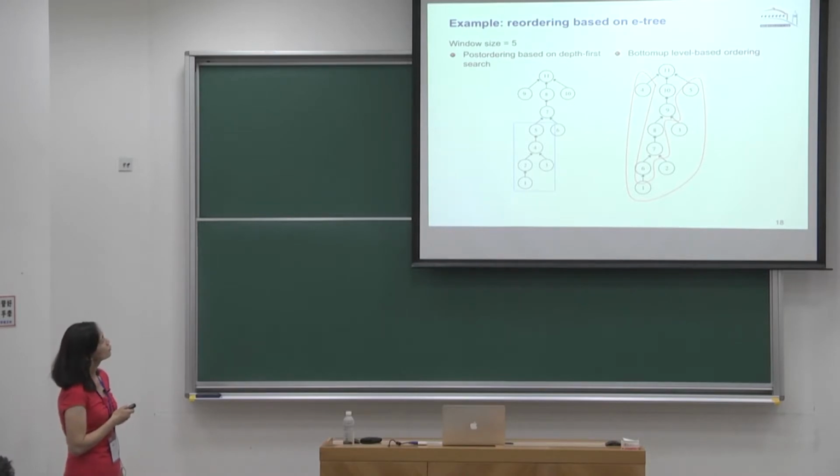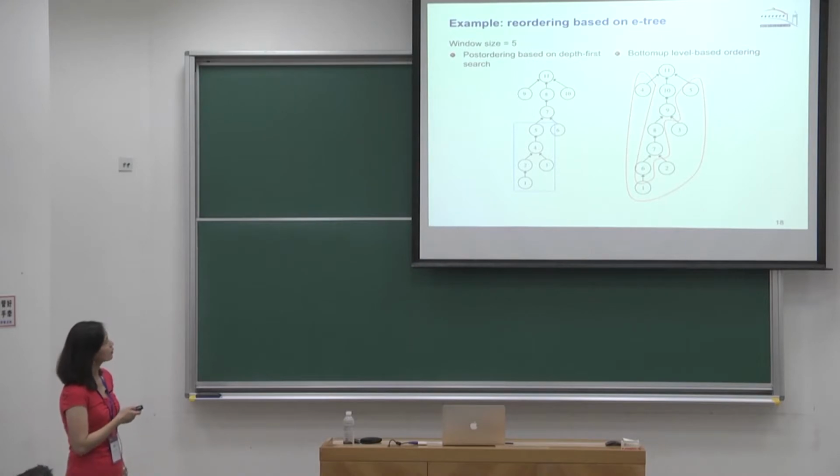So if you use this post ordering, suppose your window size is 5. In fact, in the first 5 columns you don't have any parallelism, even if you set up the pipeline of 5. They have to go sequentially in most cases. Only this 3 and 2, this branch, can go a little bit in parallel. So you still don't have enough parallelism exposed.